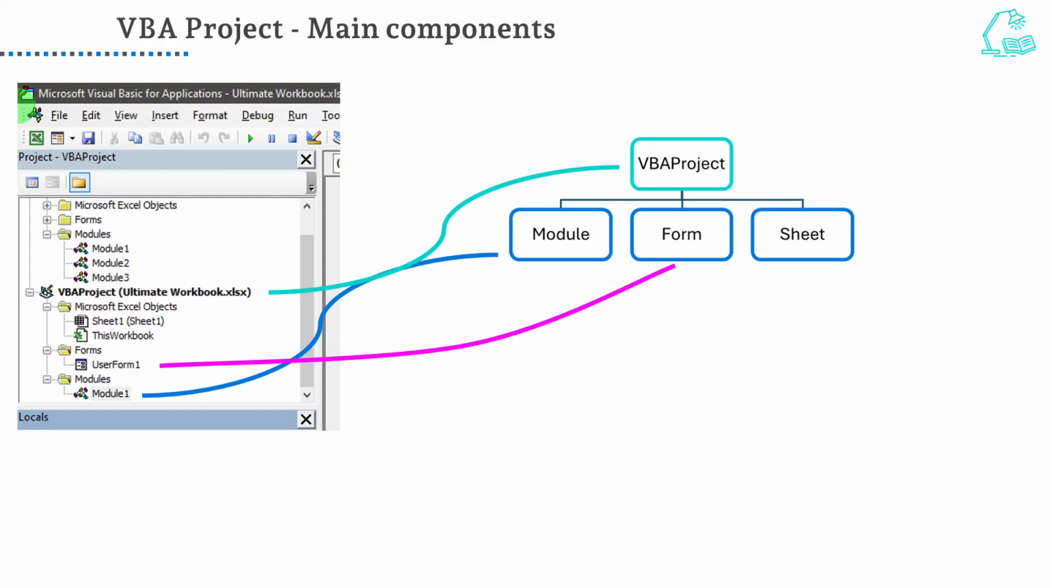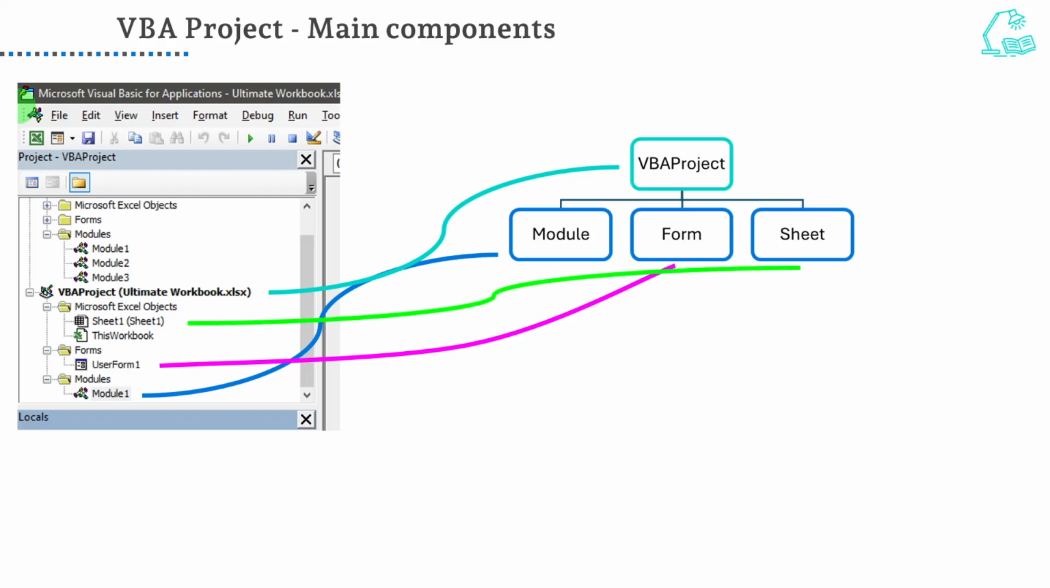Forms are used to create user interfaces. They allow you to design custom dialog boxes and user forms that can interact with your VBA code. Forms are useful for creating input forms, message boxes, and other interactive elements.